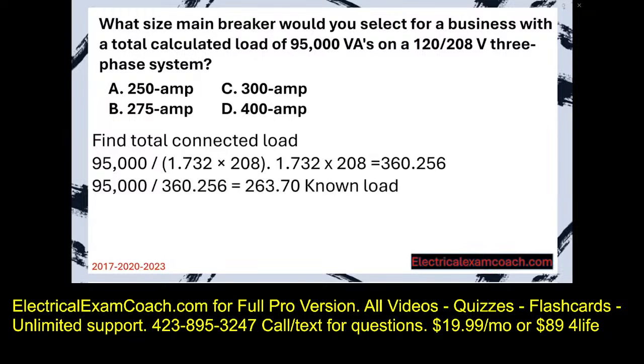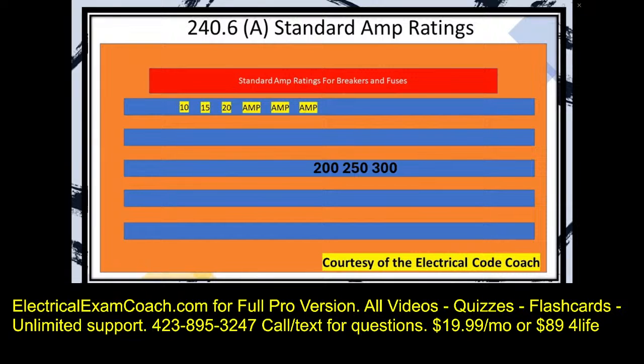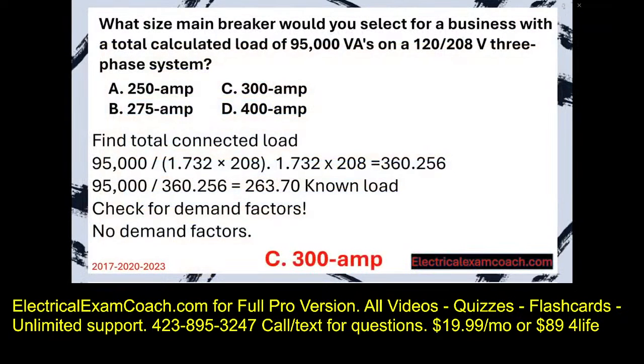Now we can do our math, and after we divide it out, we end up with 263, and of course we would round up in this case. There are no more demand factors, so we head to table 240.6(A) and choose the next standard size. And this is where the beauty happens. We're going to now put this on a 300 amp breaker, instead of like in the previous question, where it would be on a 400 amp.